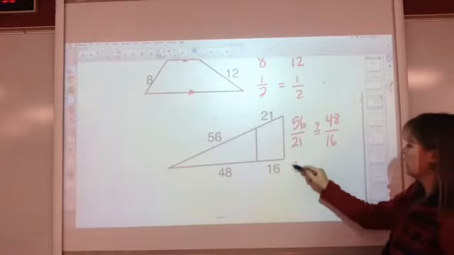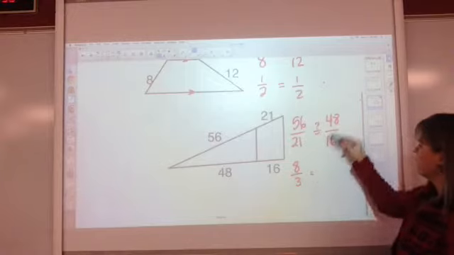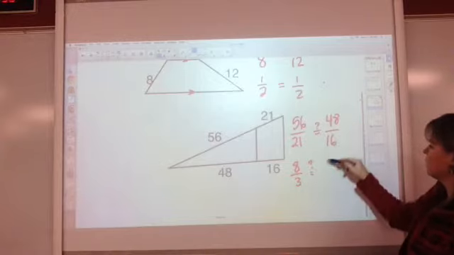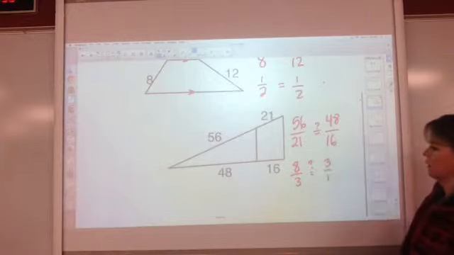Divide them both by 7, you get 8 over 3. 48 over 16, divide them both by 16, you get 3 over 1. No, it doesn't work.